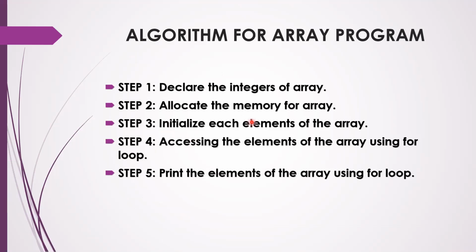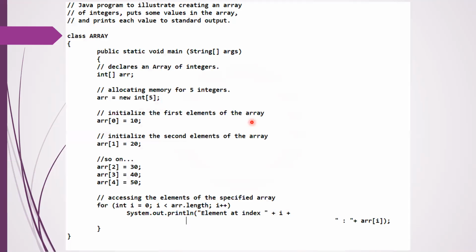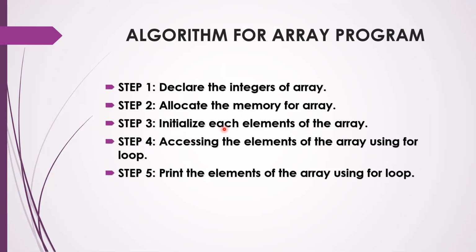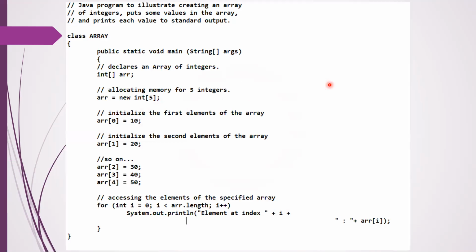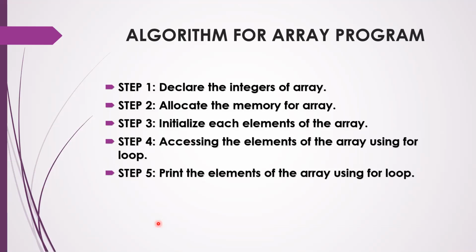For the program we saw in the previous session, about how to access the elements of the array using for loops, first we have to declare the integers. This is an algorithm which I didn't discuss in the previous session. We saw just the program: how an array is declared, how the memory is allocated, how the elements are initialized, and how we access and print the elements using a for loop. For this, we have to write the algorithm, which I gave you as an assignment.